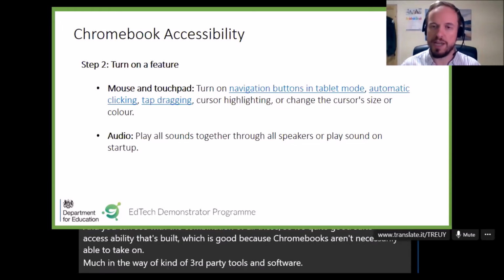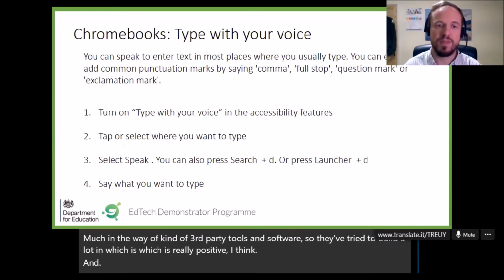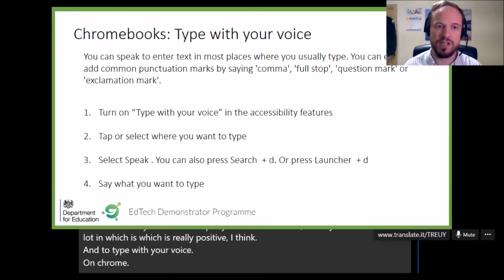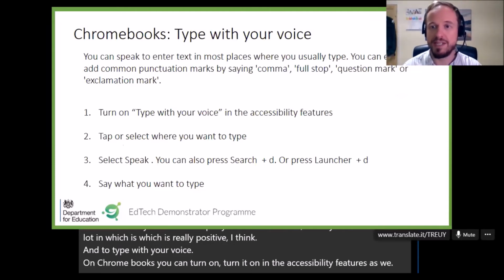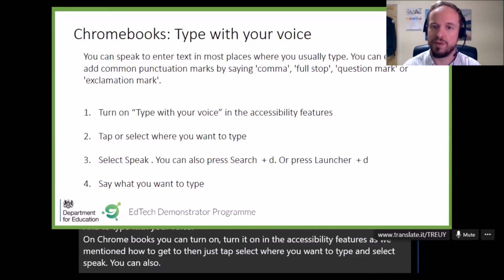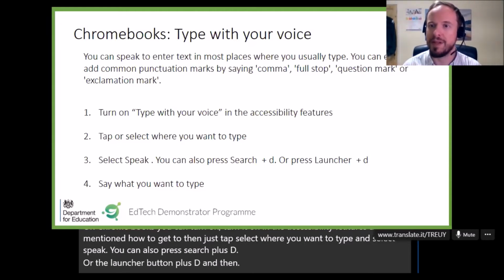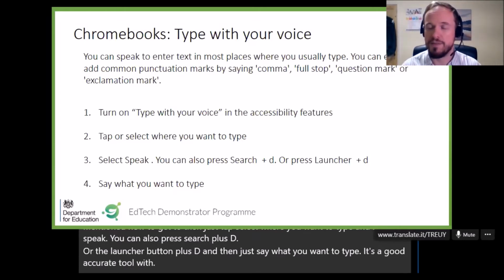So they've tried to build a lot in, which is really positive, I think. To type with your voice on Chromebooks, you can turn that on in the accessibility features, as we mentioned how to get to. Then just tap to select where you want to type and select speak. You can also press search plus D or the launcher button plus D, and then just say what you want to type.